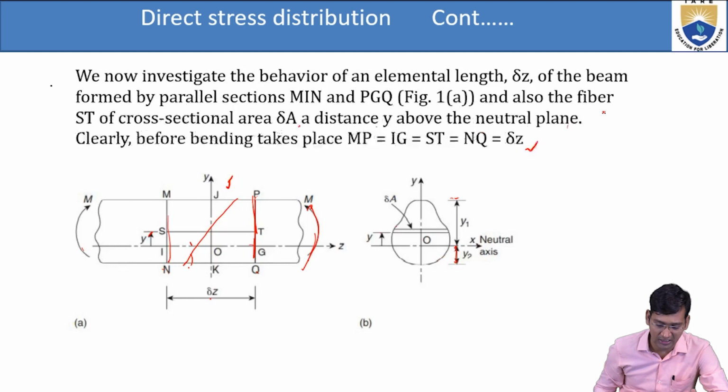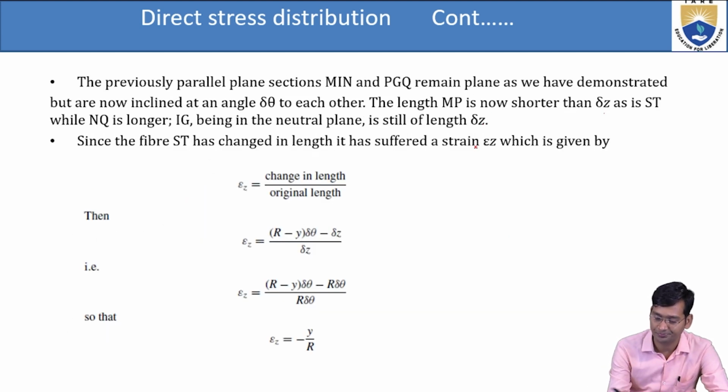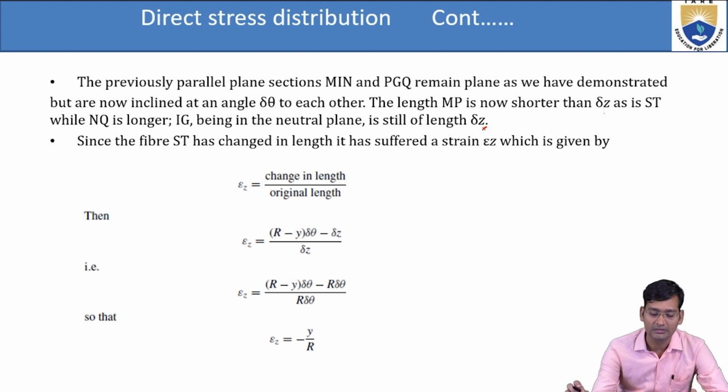Definitely the length MP will be shorter. Just see, only this much length is there, right? So the length will be shorter than delta Z. The length MP is now shorter than delta Z, as is ST, while NQ is longer.